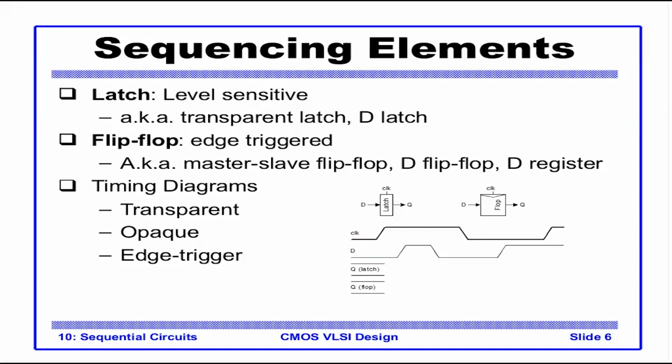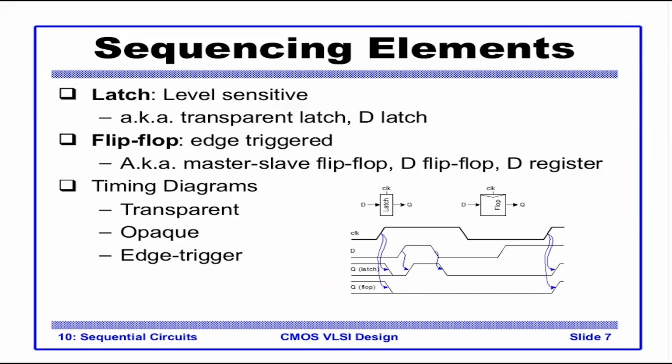So let's look at the clock. Usually a clock in a design is a free running clock. That means it has a certain frequency, and there's a high pulse, and there's a low pulse. So now, whenever the clock goes high, let's assume the data is changing like this. What happens to the output of a latch, and what happens to the output of a flip-flop?